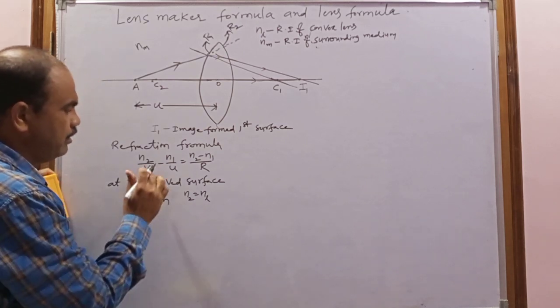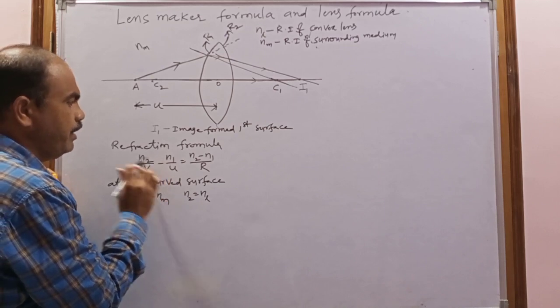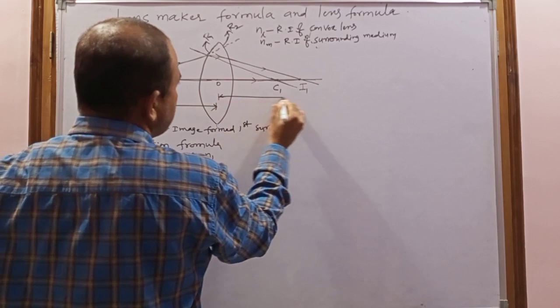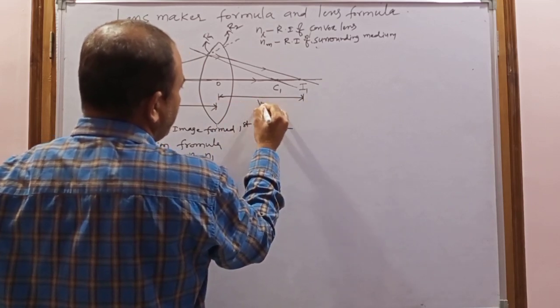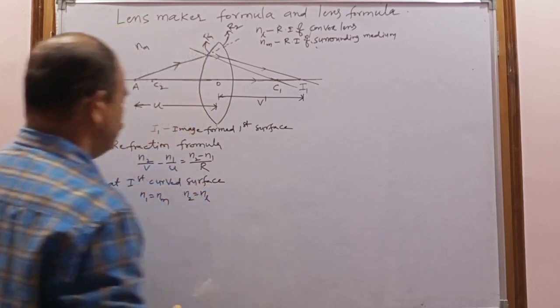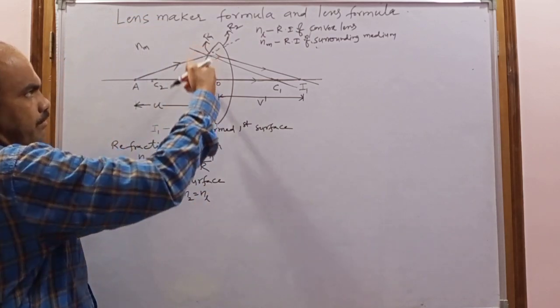Now the distance between the optic center and the image is called the image distance. That image distance will be considered V dash. Now apply this formula for the first curved surface.